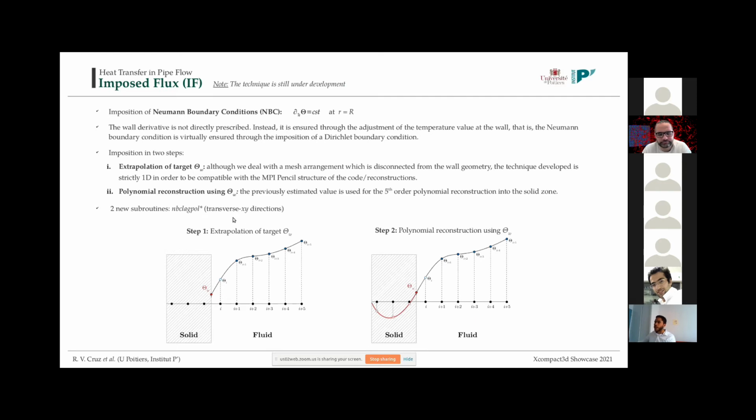And although we deal with a mesh arrangement which is disconnected from the wall geometry, remember we use a regular Cartesian mesh to discretize a circular geometry, the technique developed is strictly 1D in order to be compatible with the MPI pencil structure of the code and of the reconstructions. And in step 2, we use this predicted value to perform our Lagrange polynomial reconstruction into the solid zone. In terms of numerical development, 2 new subroutines have been created to manage these reconstructions.